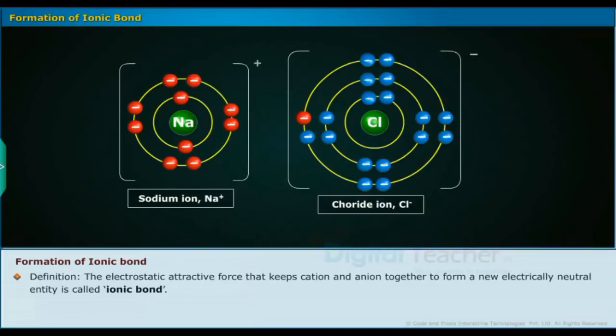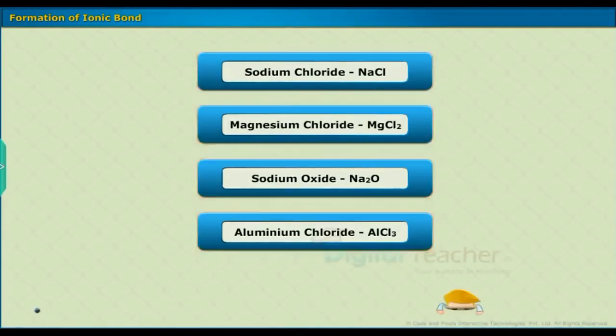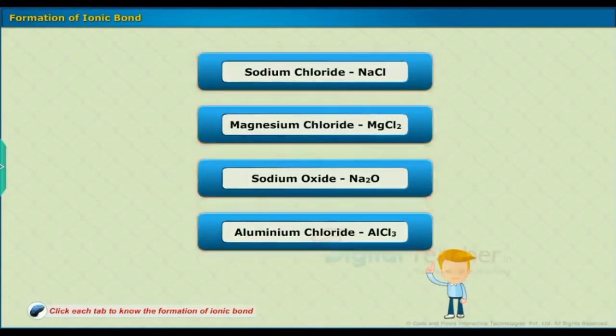Let us learn about the formation of cations and anions in the compounds sodium chloride, magnesium chloride, sodium oxide, and aluminium fluoride. Let us learn about the formation of ionic bond in NaCl, sodium chloride, MgCl2, magnesium chloride, Na2O, sodium oxide, and AlCl3, aluminium chloride. Click each tab to know the formation of ionic bond.